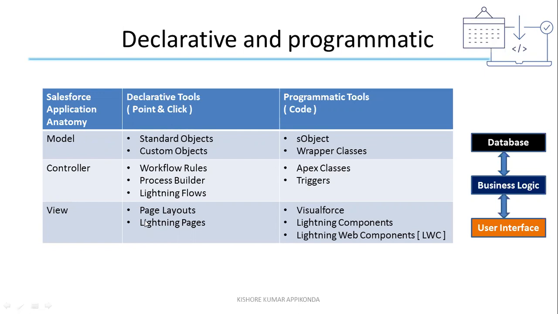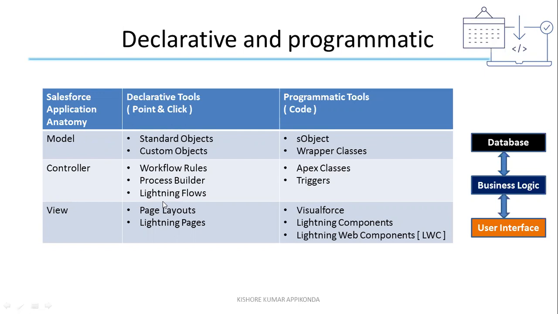Is this clear? These all are declarative tools. These all are programmatic. If you're not able to achieve a specific requirement through declarative tools, then only you have to go with customization. As a developer or an architect, you have to give first preference to achieving any particular requirement using declarative. If any requirement is not achievable through this out-of-the-box feature, then only can you go with customization.